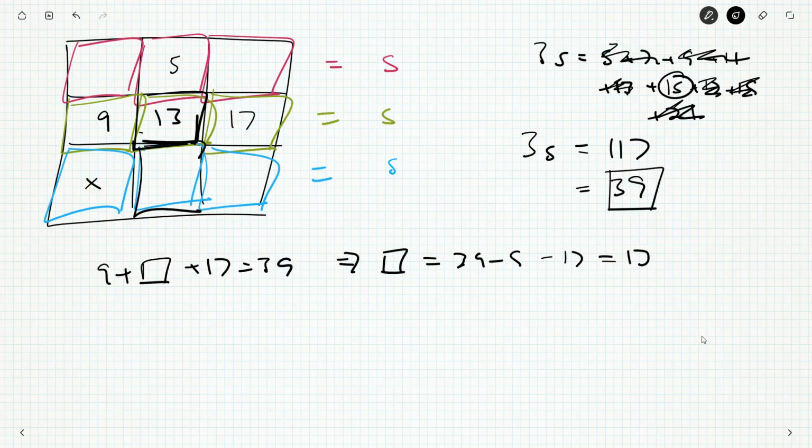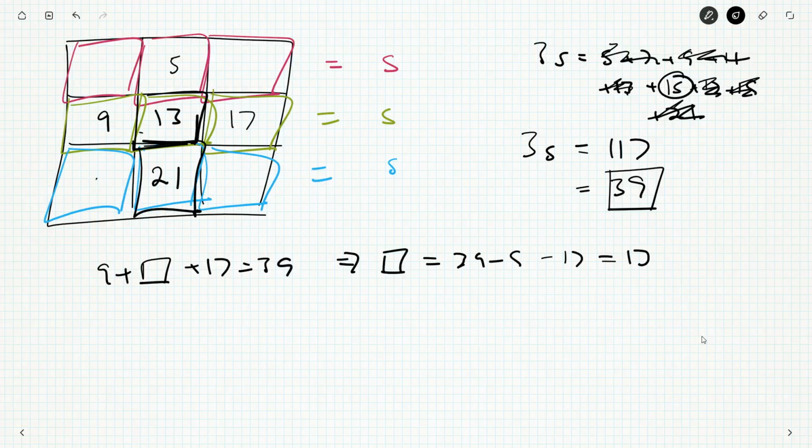Similarly, we can now figure out the one right below. So 5 plus 13 is 18. What more do I need to make 39? 21. Okay. So we start filling out things like that.